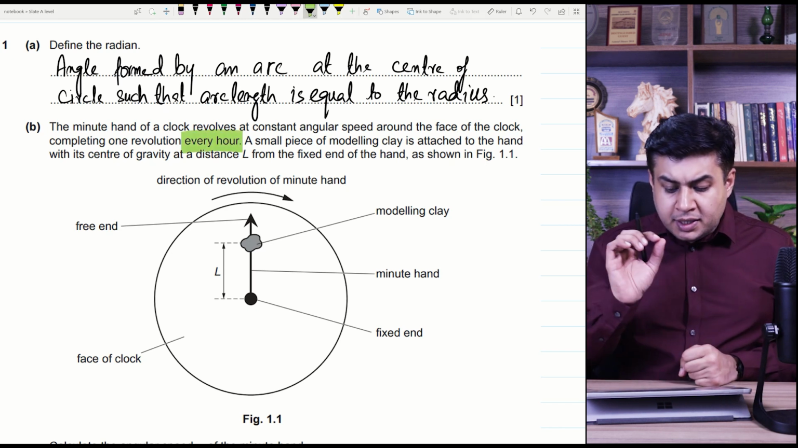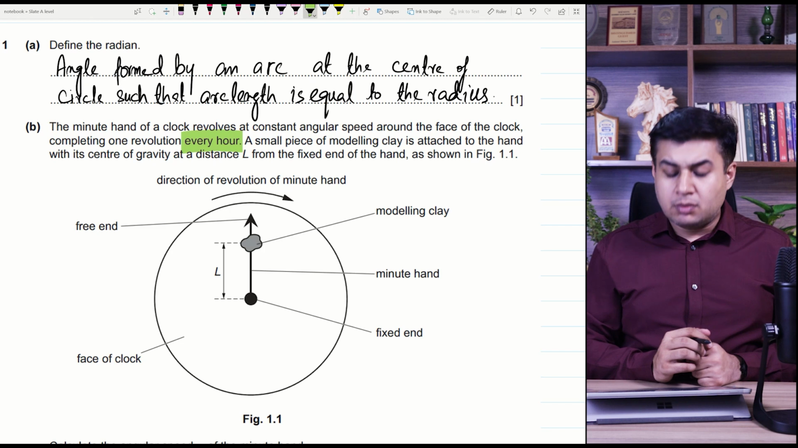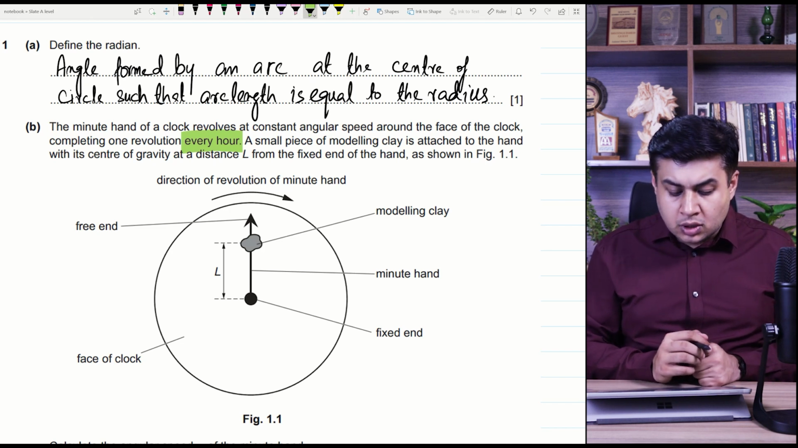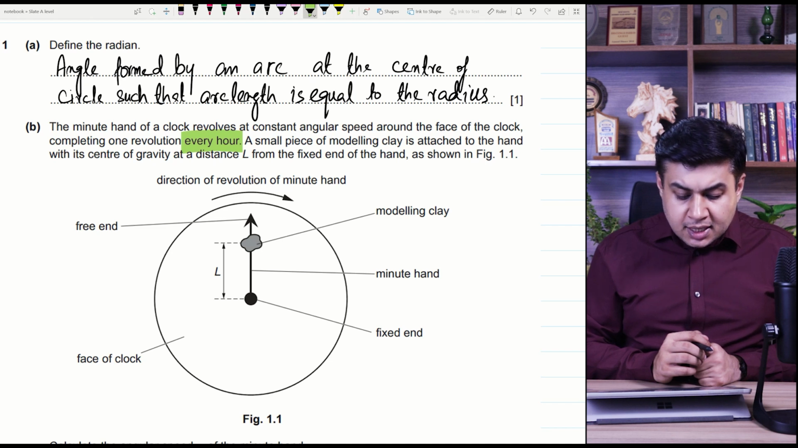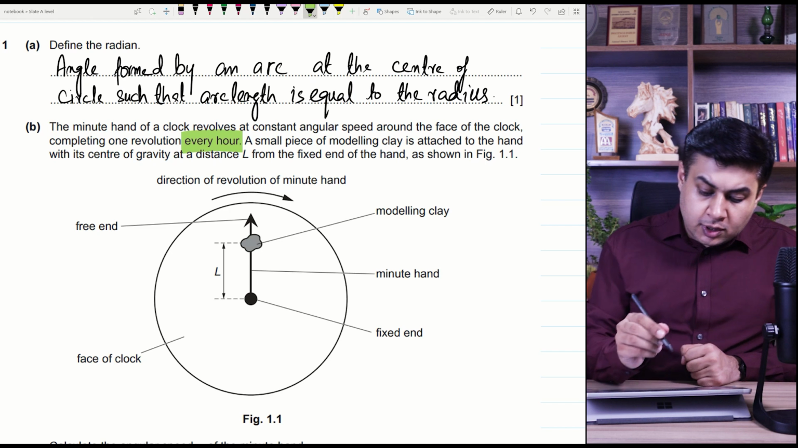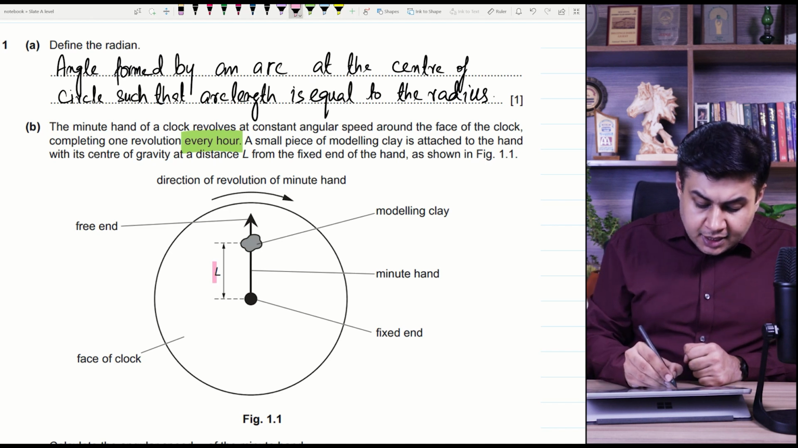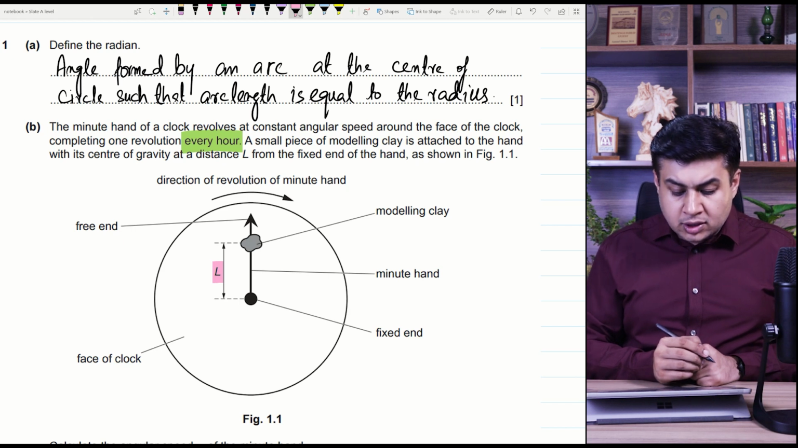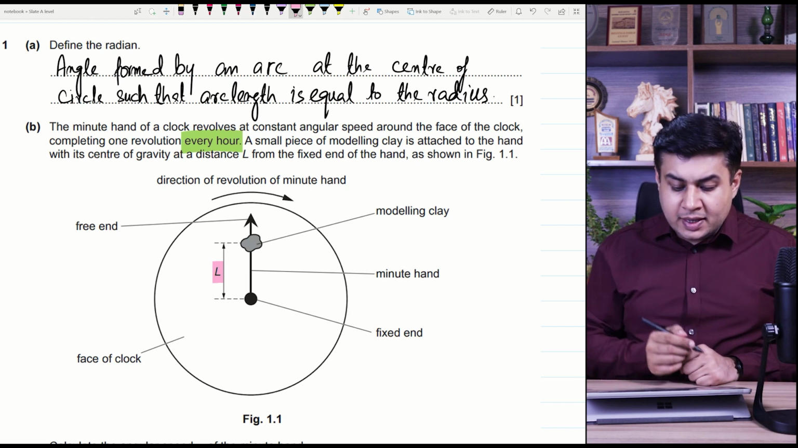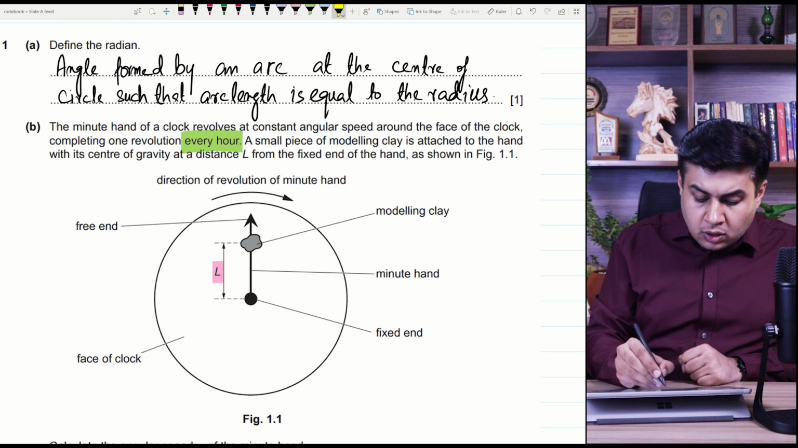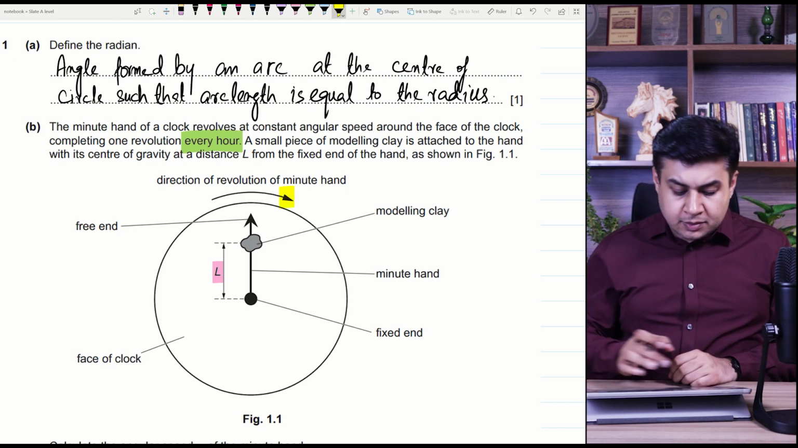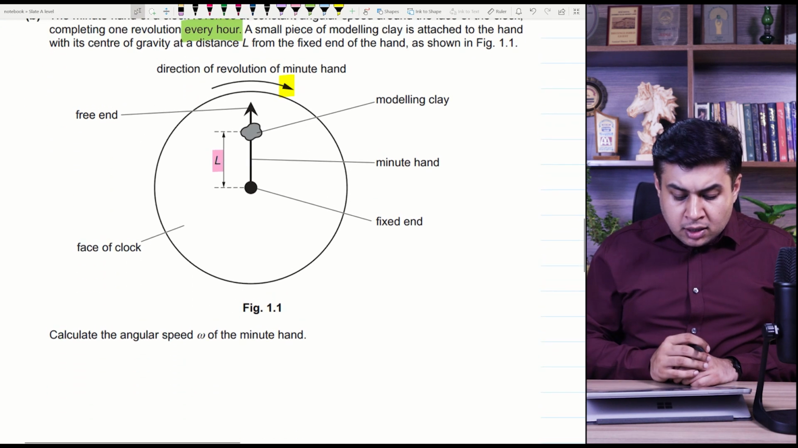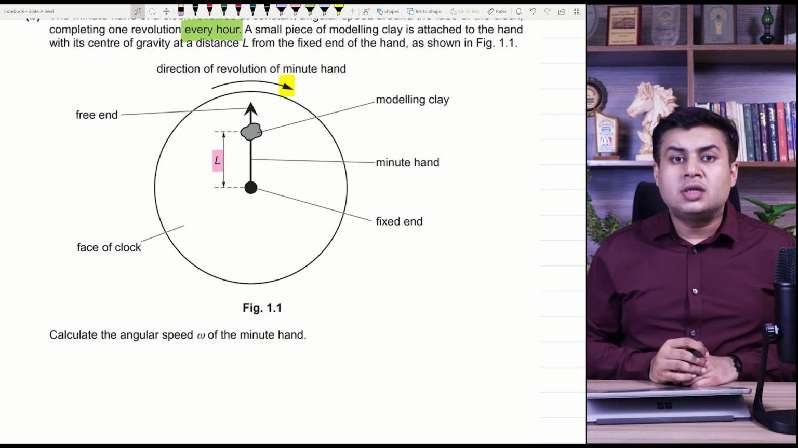A small piece of modeling clay is attached to the hand with its center of gravity at distance L from the fixed end of the hand. So in this case, for this clay, L is its radius, as shown in figure 1.1. The direction of revolution is clockwise, since it is a clock. This arrow is showing you the clockwise direction of this clock, right? Calculate the angular velocity or angular speed for the minute hand.